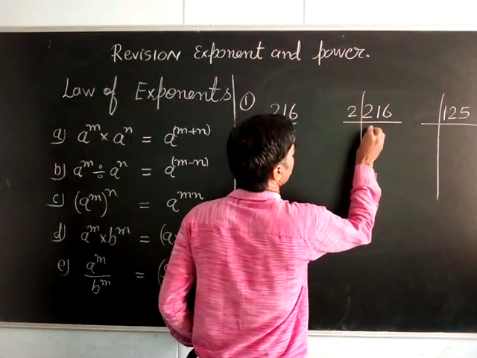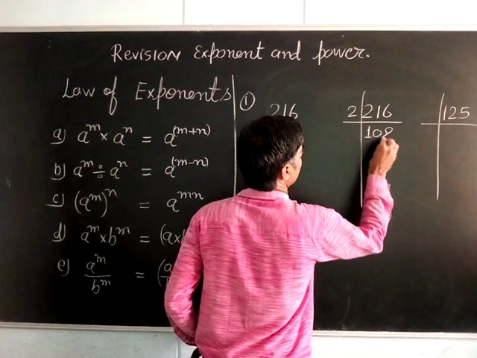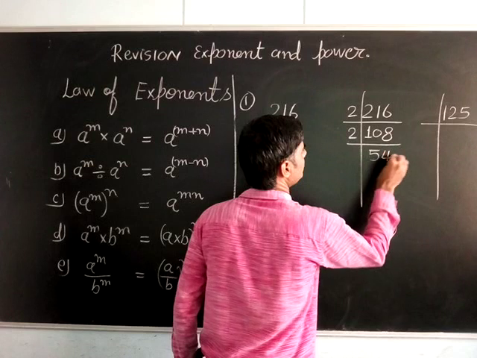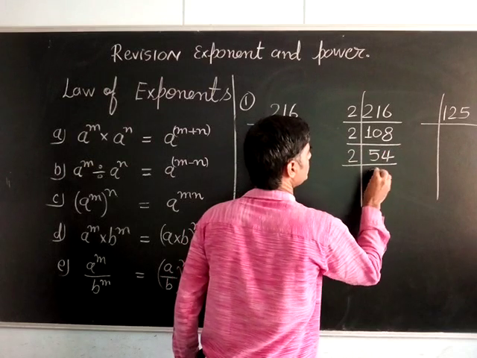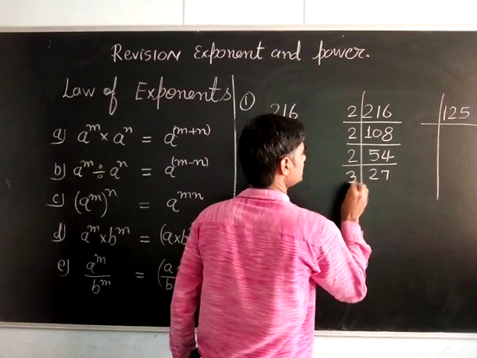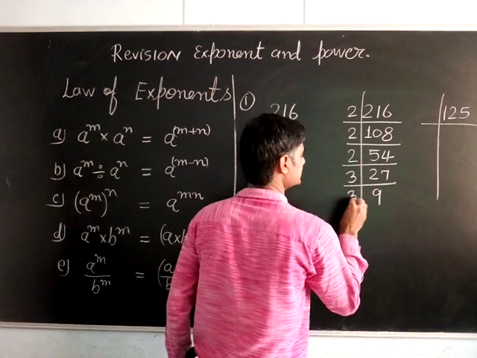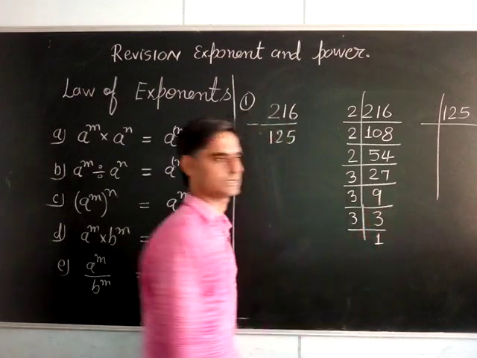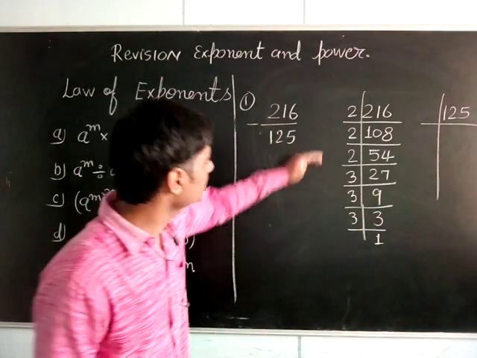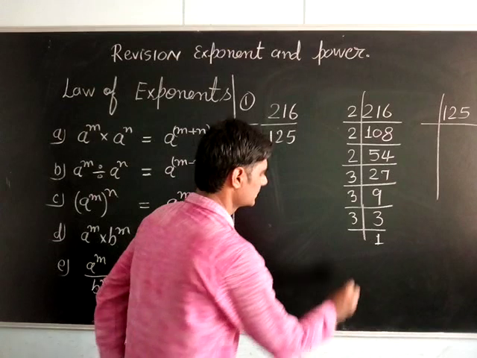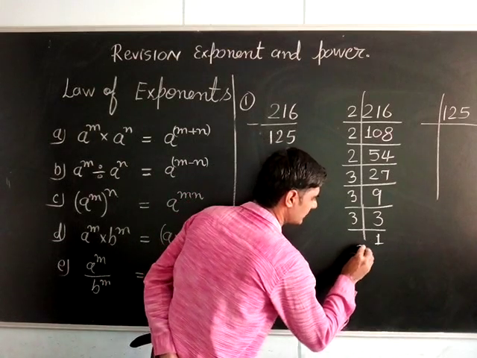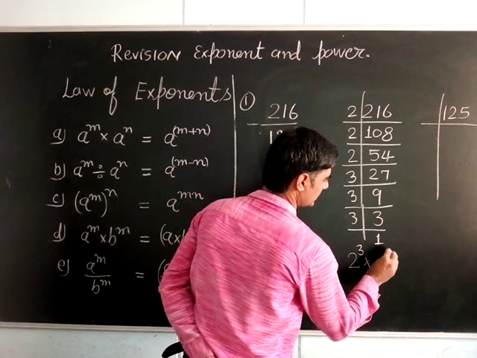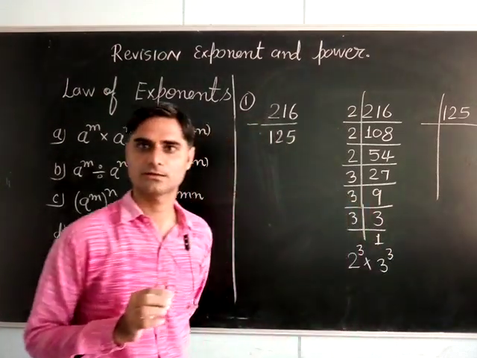This is divisible by 2; 2 8s are 16, 108 comes. Then again 2, 2 5s are 10, 54. Again by 2, 2 27s are 54, 27. Now this is divisible by 3, 3 9s are 27. Again by 3, 3 3s are 9. Again by 3, 3 1s are 3. Right? So can you write: 1, 2, 3 means 2 power 3 multiplied by 1, 2, 3, 3 power 3, right?